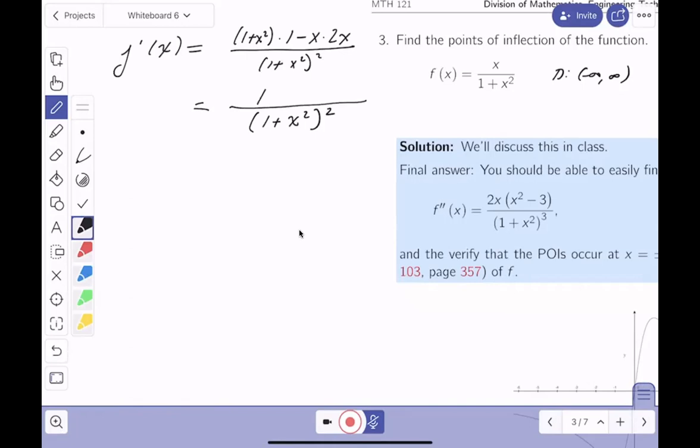I'm going to get 1 minus x squared if I simplify the top. Let me just make sure that's true. 1 plus x squared minus 2x squared. Yeah, looks good. Okay, now what do you do? Well, maybe you're going to forget, but you're going to get the second derivative now. And again, it's going to be a lot of work. Not beyond our skill set, though.